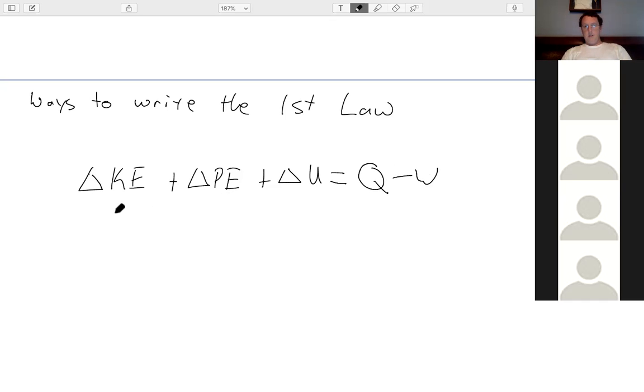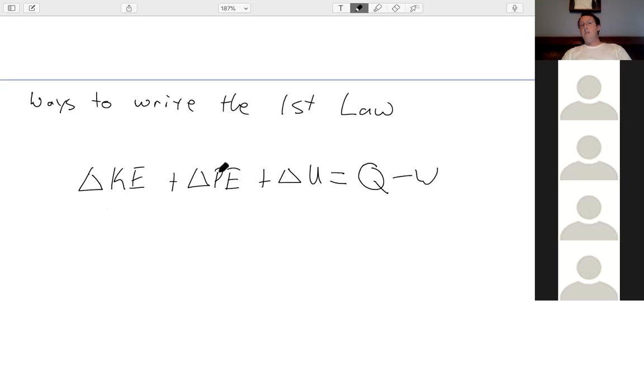Now, let's talk about these. Is kinetic energy intensive or extensive? What do you think, Michael? If you have a small car or a large car, what happens to the kinetic energy? It increases because of mass. Yeah, so it's proportional to mass. So this must be extensive.